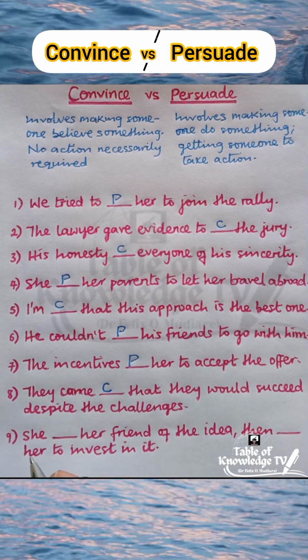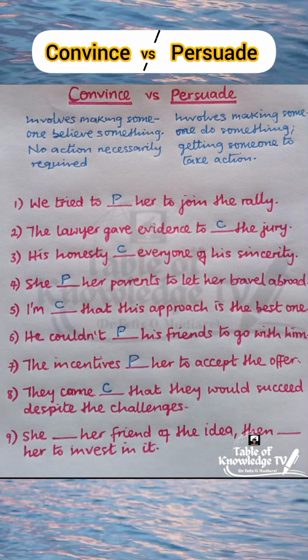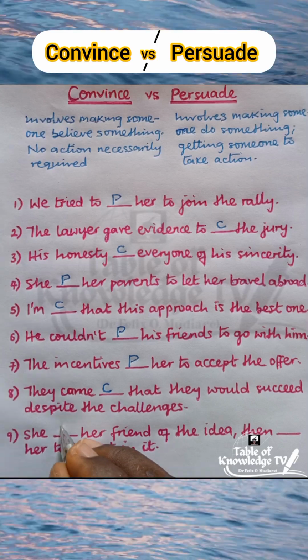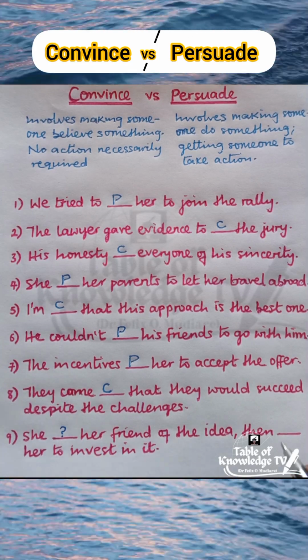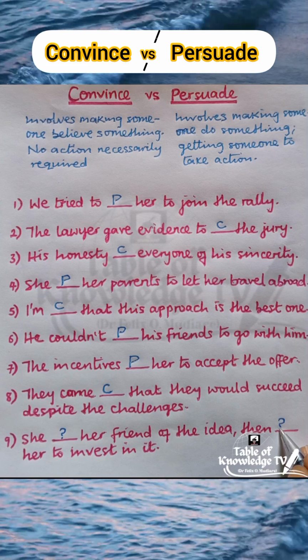Finally, number 9, she blanked her friend of the idea, then blank her to invest in it. Now you do this. What should be here? Convinced or persuade? And what should be here? Convinced or persuade? Leave your answer in the comment section.